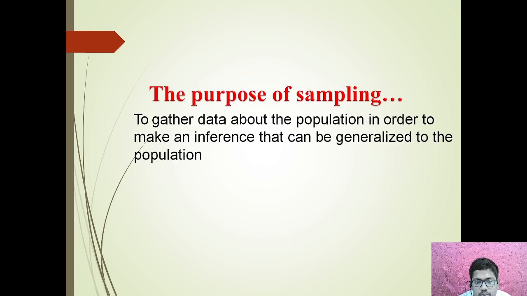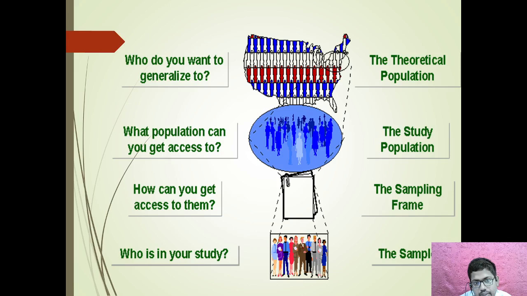The purpose of sampling is to gather data about the population in order to make an inference that can be generalized to the population. Then why do we go for this? Who do you want to generalize to? That is the theoretical population. What population can you get access to? That is the study population. Sampling frame means how can you get access to them. Who is in your study? The sample.